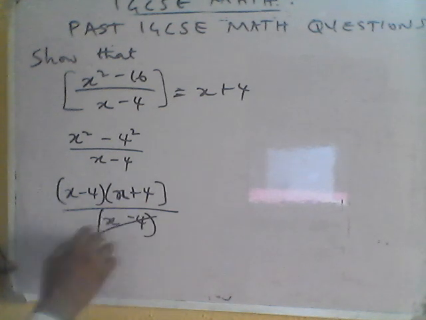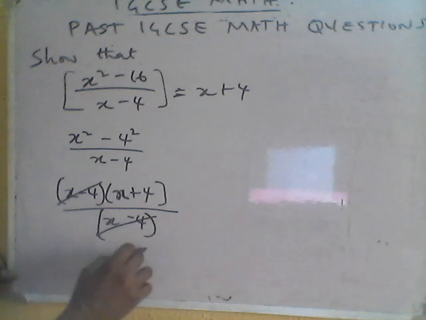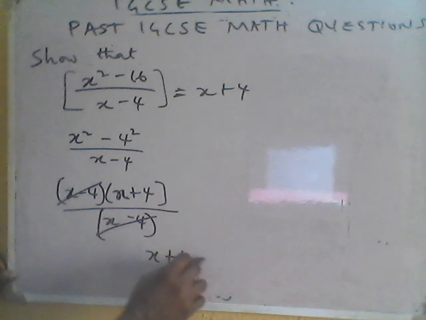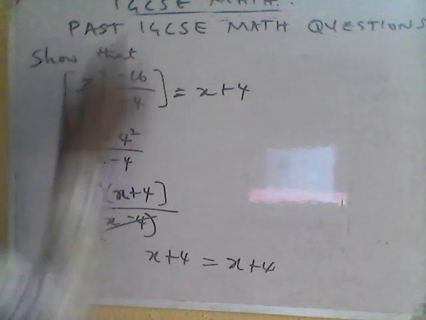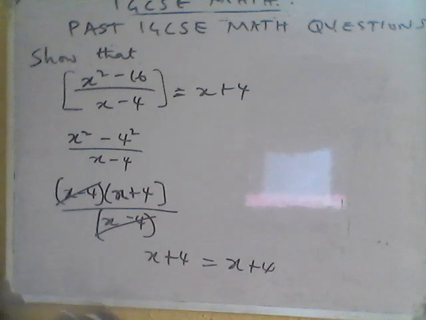So here, I cancel this. What I have left is x plus 4, which is equal to x plus 4 on the right-hand side. This is the left-hand side. What I've done here, left-hand side, right-hand side. So this identity is proven to be true.